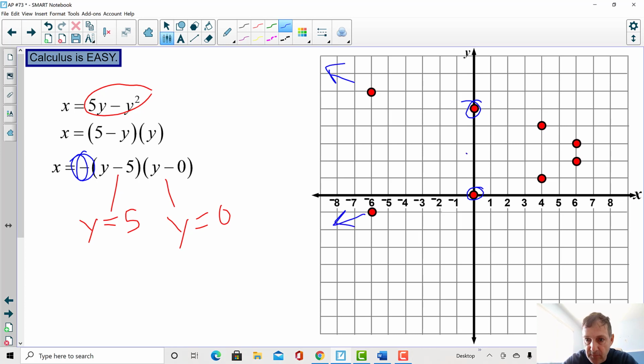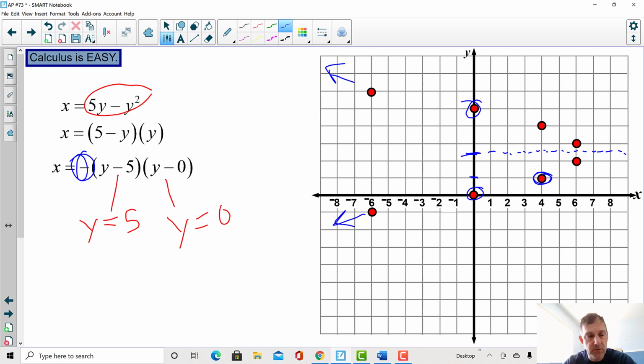And if you just go halfway in between, that will be the axis of symmetry. Again, you could plug in different y values, and that'll give you the x value. So if I plug in y equals 1, I'm going to get x equals 4. So when y is 1, x is 4. That gives me this point right here.